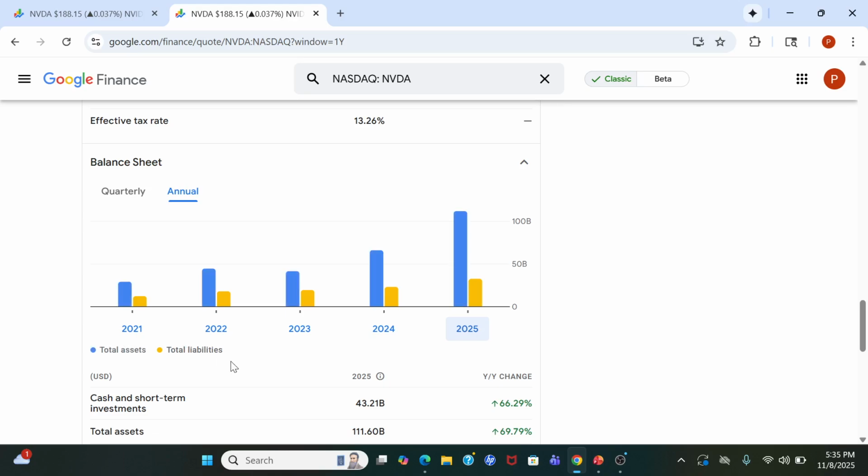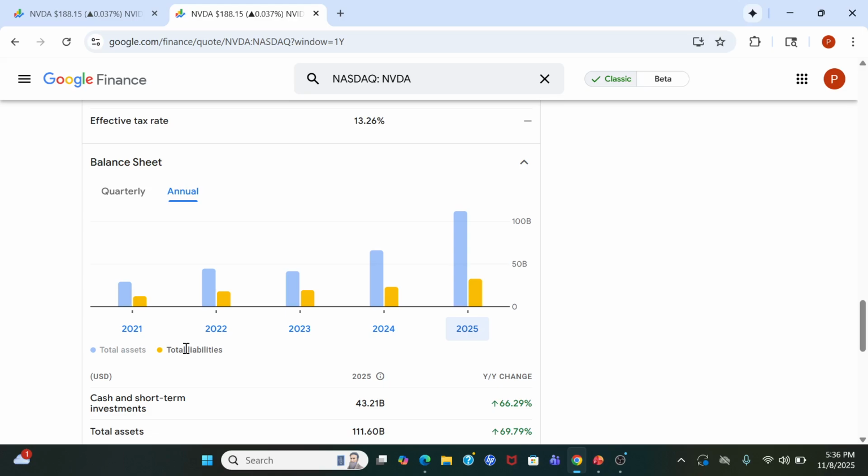In every strong, good company, the assets keep growing and the liabilities become smaller. To know that a company is strong, you always want the assets, the blue bar, to be bigger than the liabilities. It's the same as in our daily life. You want your income, your savings, and your investments to be bigger than the debt you have.